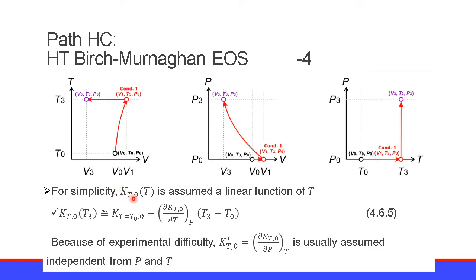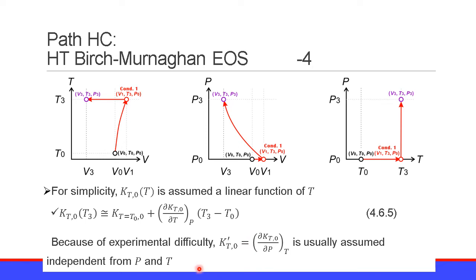For simplicity, the isothermal bulk modulus at high temperature and zero pressure, K_T0(T), is assumed to be a linear function of temperature. Therefore, K_T0(T3) is nearly equal to K_T0 at zero temperature plus the temperature derivative of the isothermal bulk modulus with respect to temperature times the temperature difference T3 minus T0.